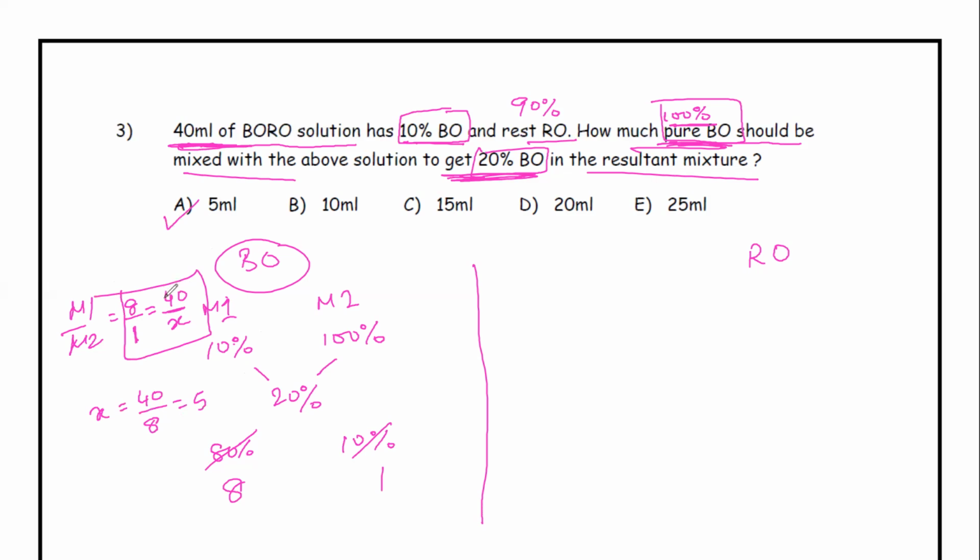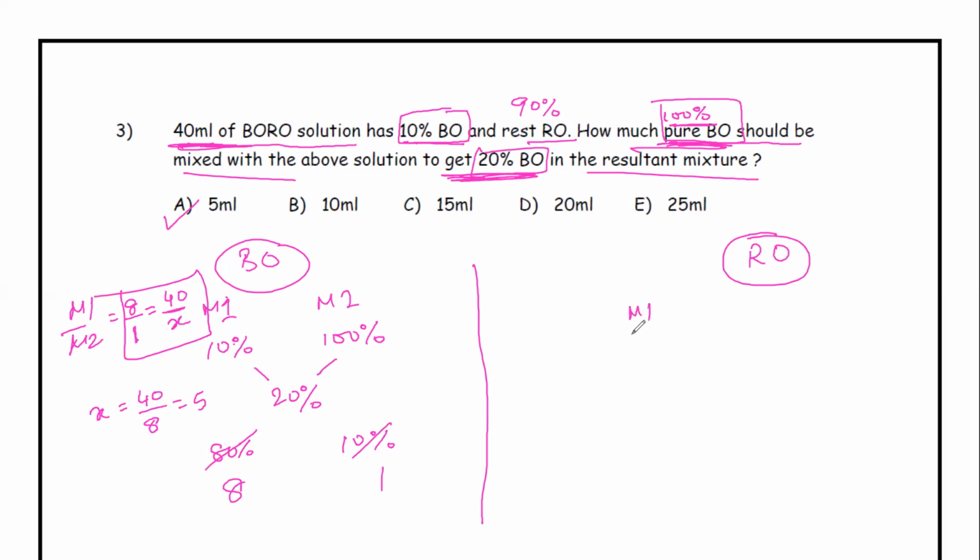Now I'll show you how to solve it using only Rho. After that, I'll show you how to solve this question the classic way. And then I'll show you why the classic examples we did before this, the first two questions, cannot be solved using alligation. First let me solve this using Rho only.